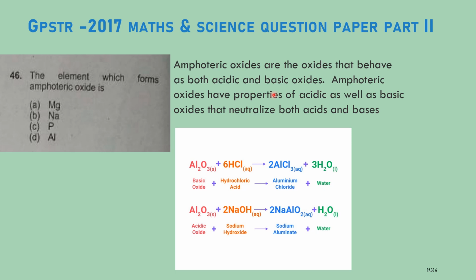Therefore, amphoteric oxides have properties of acidic as well as basic oxide, and neutralize both acid as well as base. One thing you have to remember: aluminium oxide behaves as an acidic oxide and also a basic oxide. Therefore, the correct answer for this question is aluminium. This is an amphoteric oxide. It will behave as both acidic oxide and also basic oxide.